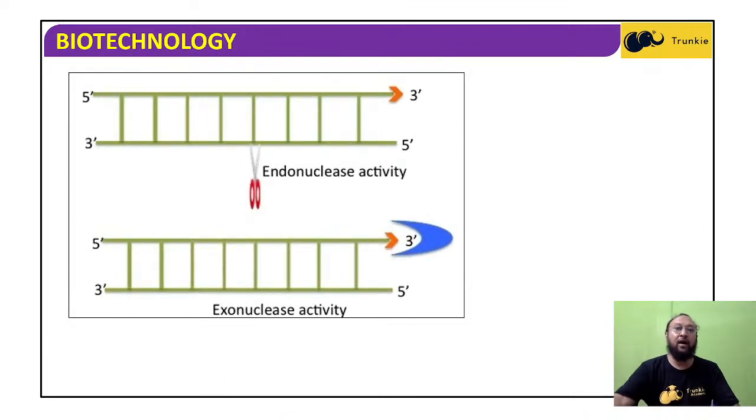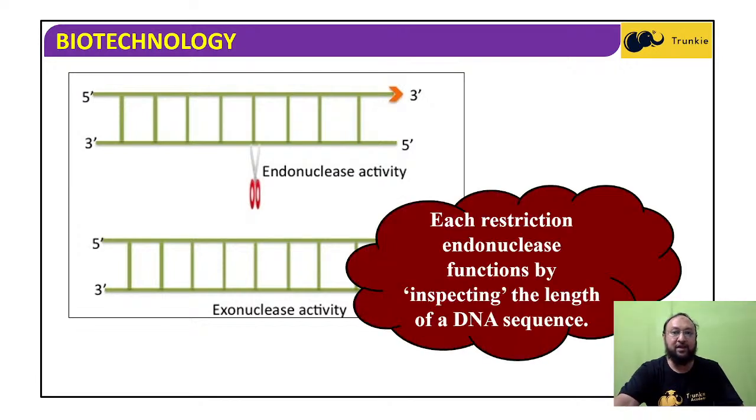Now here you can see the endonuclease activity. Endonucleases are also called molecular scissors, because these are the important enzymes that cut at the molecular level. So they are called molecular incisors. You can see the endonuclease activity, and the exonuclease activity at the 3' end.